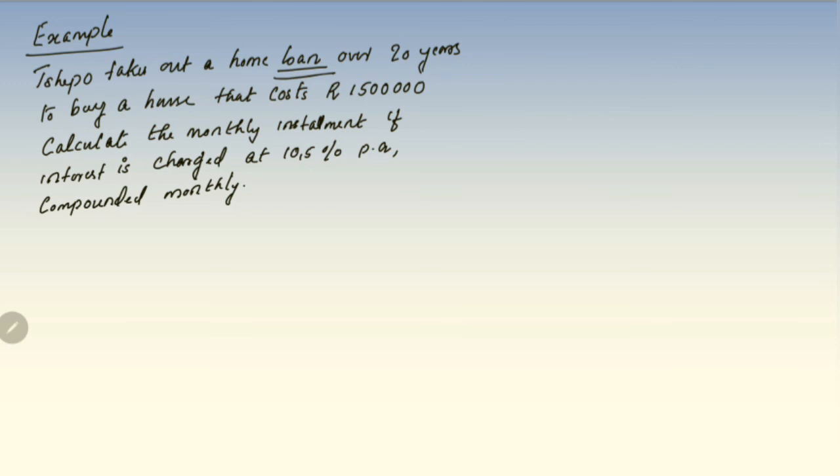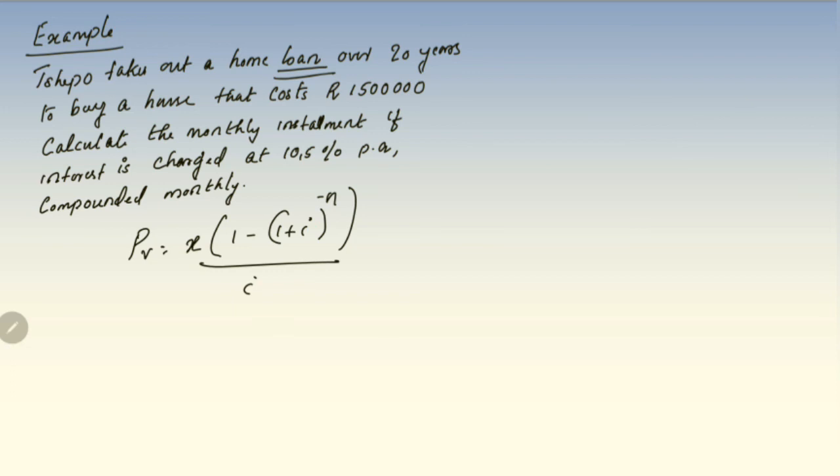So the two situations are there in your case. One is savings, the other one is loan under annuities. So here a loan is there, so I have to use the present value formula. Let me write that formula here. That is PV, present value, is equal to installment times 1 minus 1 plus i to the power minus n, divided by i. This is the formula. You don't need to worry about this formula.